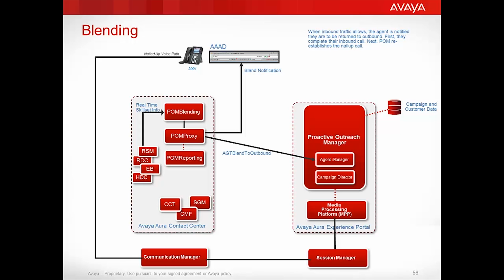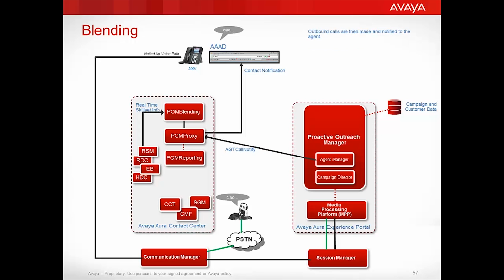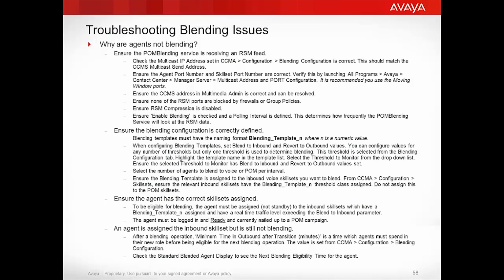When the inbound traffic allows, the POM blending service will select the agent to blend back to outbound. The agent is notified through that blend notification from the proxy that they are moving back to outbound. First they complete their inbound call, and then POM will re-establish the Nailup. So the AGT blend to outbound call is made to POM. And POM will then create that Nailup call back to our agent's extension. The outbound calls are then made as normal and notified to the agent.